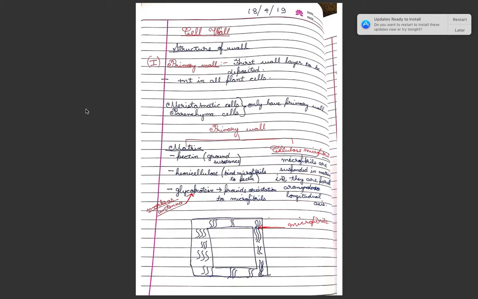Today's topic is cell wall. Structure of cell wall. Cell wall is basically of three walls, three sub walls: primary wall, secondary wall, tertiary wall. Primary wall is the first layer to be deposited. It is present in all plant cells.